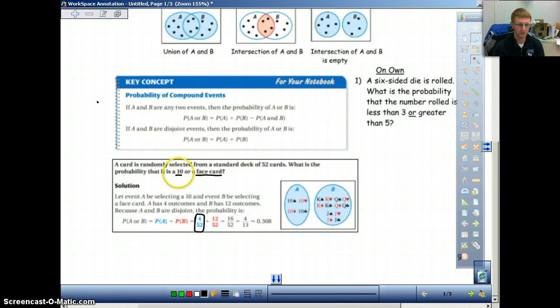Now, the one thing you have to realize is that a 10 and a face card do not overlap at all. This is a disjoint event, so it's actually a little bit easier. They will never overlap. So we have 4 out of 52 tens, and we have 12 out of 52 face cards. You simply add those two probabilities, and you get 16 out of 52, which is 4 out of 13, or 0.308. Again, you're just finding the probability of each individual event, and then you're adding because they were disjoint. So go ahead and do this one on your own, and then hit play when you're ready.